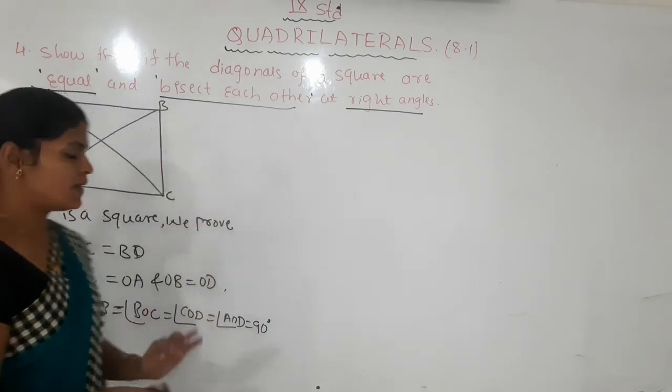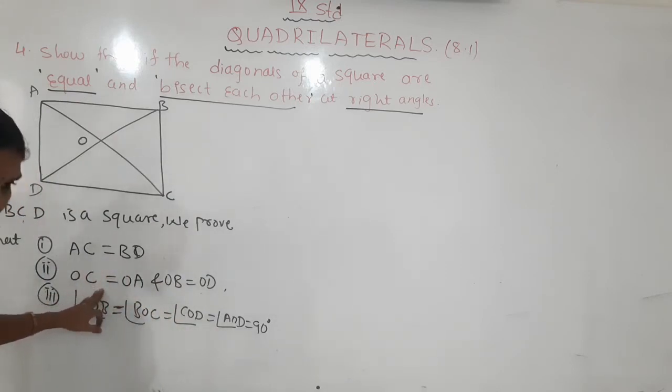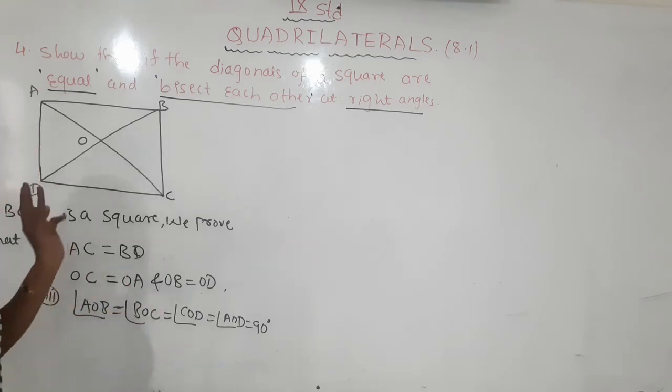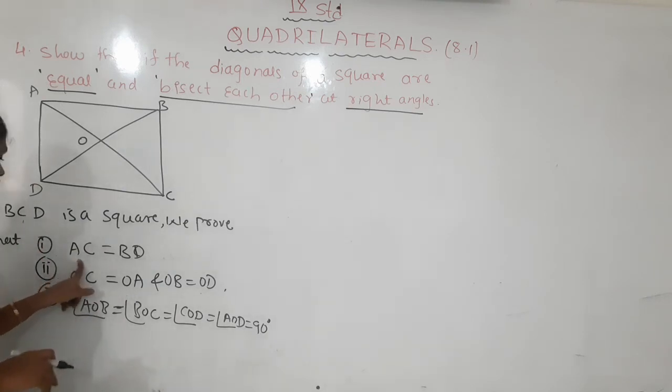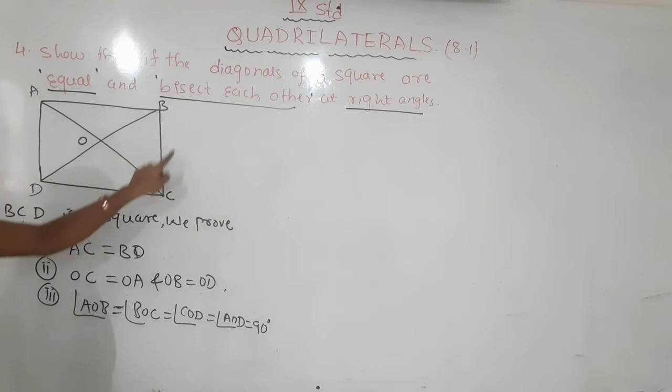First one, diagonals are equal. Second, those diagonals bisect each other. Third, they bisect at 90 degrees, that is, at a right angle. Three things we have to prove here. So for that purpose, first I want to show these two diagonals are equal to each other. For that purpose I will take triangle ABC and DCB.